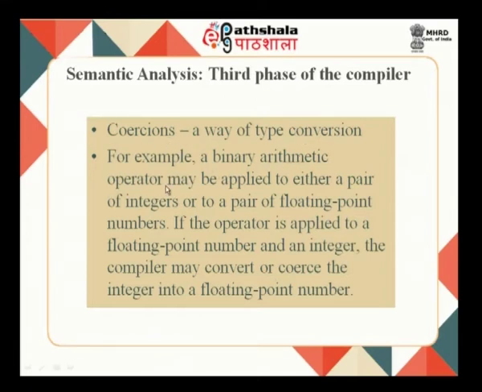A binary arithmetic operator may be applied to either a pair of integers or to a pair of floating point numbers. If the operator is applied to a floating point number and an integer, the compiler may convert or coerce the integer into a floating point number. So this is what is called coercion, which is implicit type conversion.